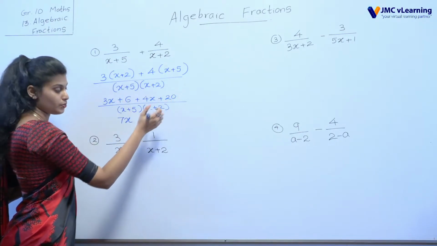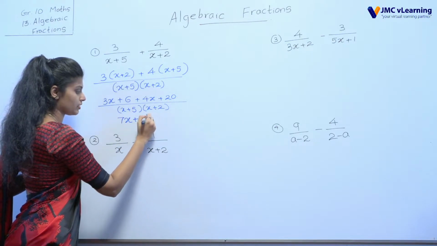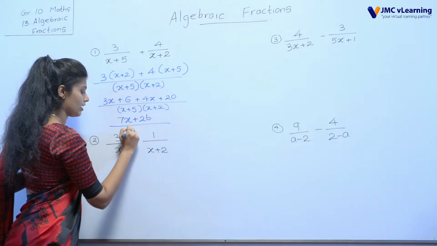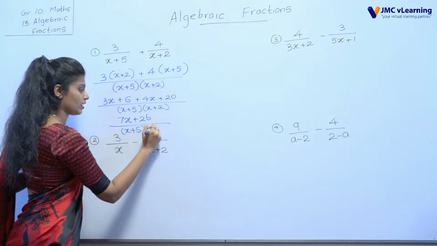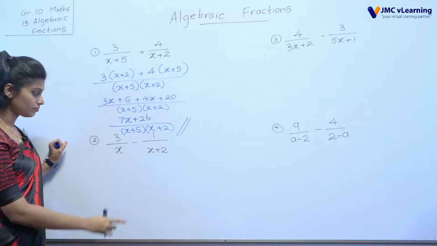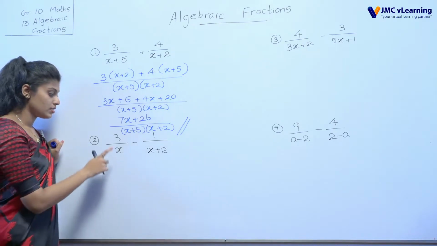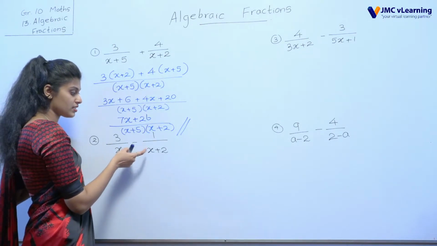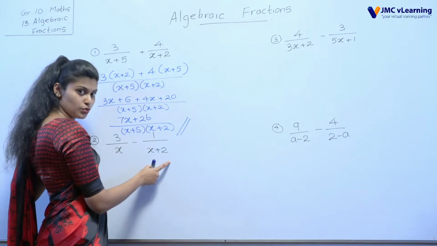6 plus 20 plus 26 over x plus 5, x plus 2. This is the final answer. Next example, 3 over x minus 1 over x plus 2.